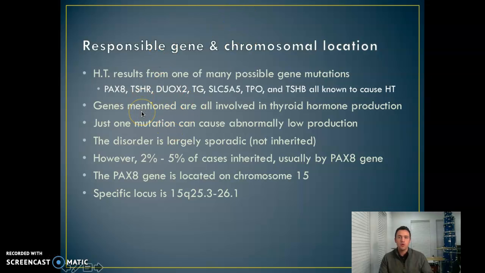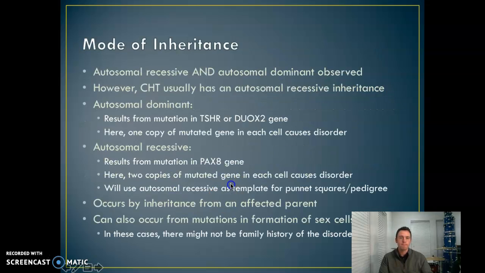One thing to note, though, is that the disorder is largely sporadic, which means it's not always inherited. In fact, only 2 to 5% of all hypothyroidism cases are inherited, and this is usually associated with the PAX8 gene, or paired box 8 gene. This particular gene is located on chromosome 15, and its specific locus is 15q25.3 through 26.1.